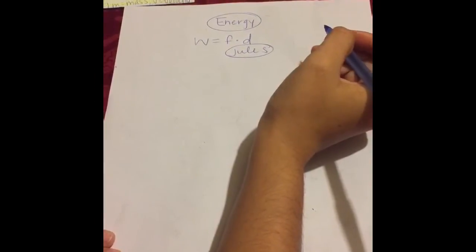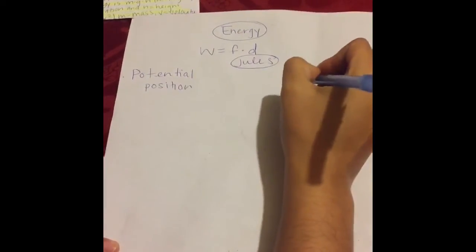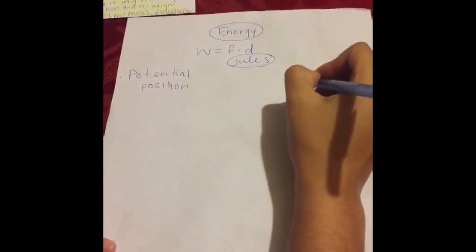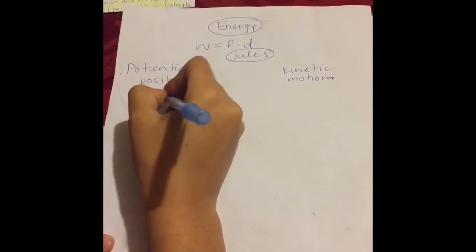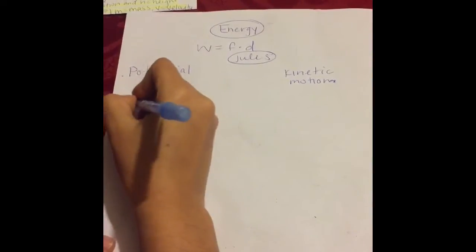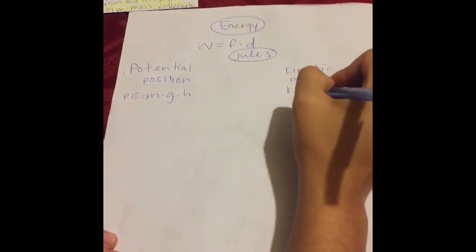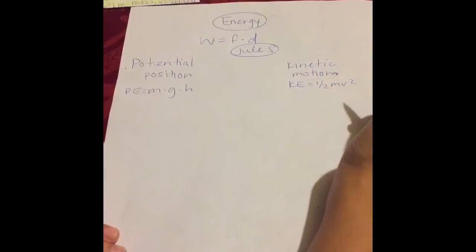The two types of energy that we have are potential energy, energy due to position, and kinetic energy, energy due to motion. There are equations for both. Potential energy is m times g times h. M equals mass, g equals gravitational acceleration, and h equals height. Kinetic energy is half mv squared. M equals mass, v equals velocity of the object, squared.